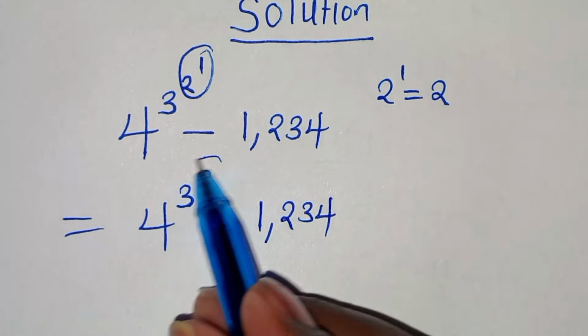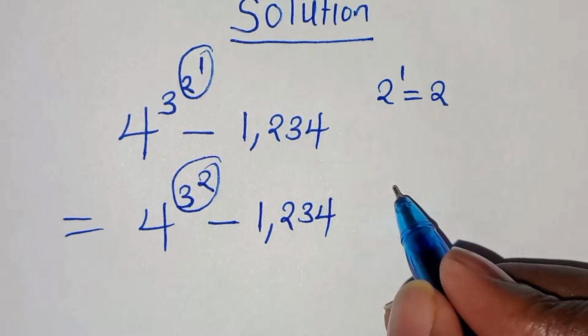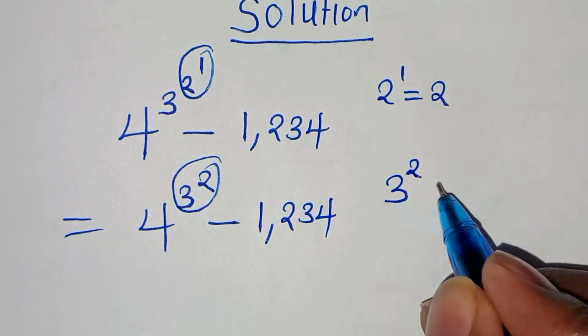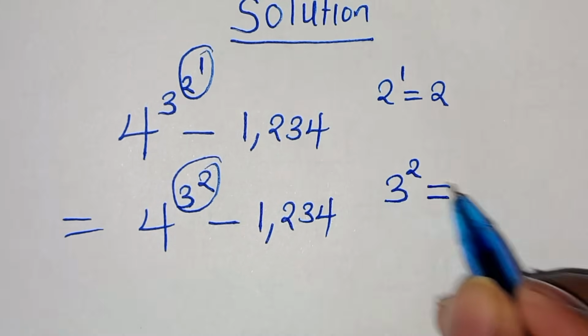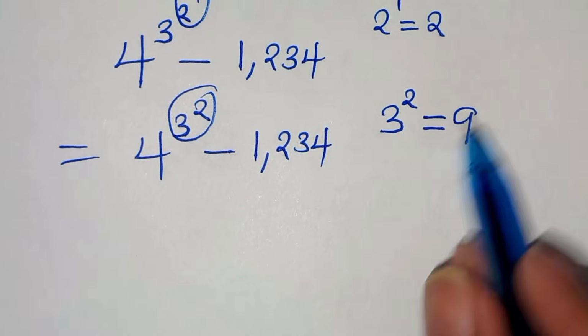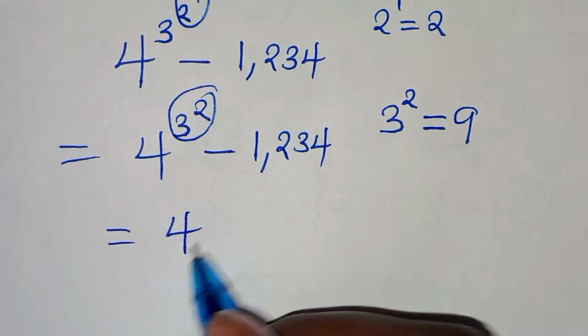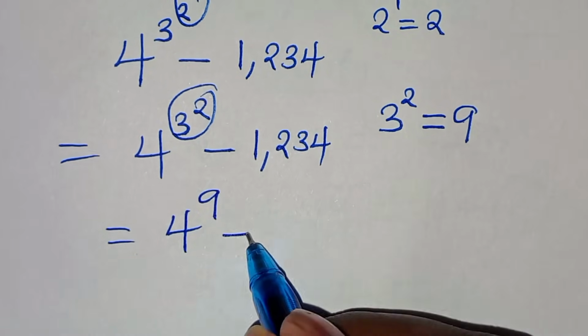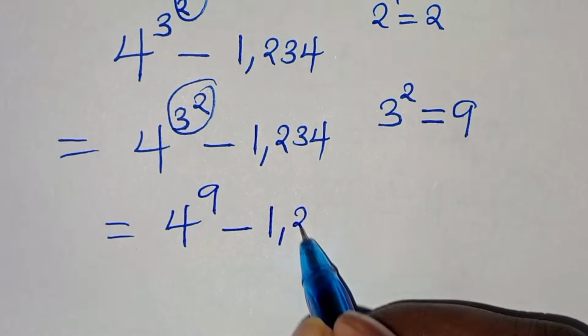Again, we have from here 3 to the power of 2, which is the same thing as 3 squared, which is 9. So we can substitute 9 so that we have 4 to the power of 9 minus 1234.